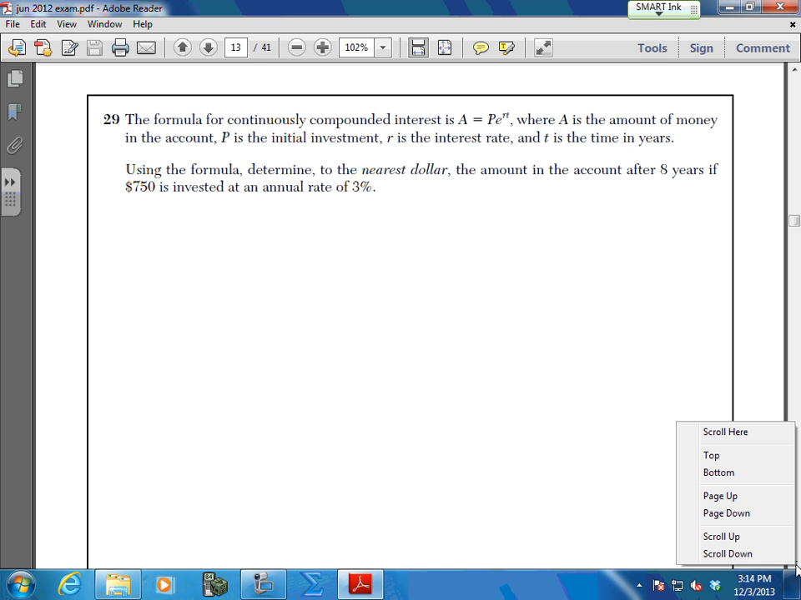This is a nice little PERT formula. Whenever you're compounding your interest continuously, you're using PERT. Read carefully. A is the amount that you accrue after you collected your interest. P is what you invest. R is your interest rate, and your rate has to be converted to a decimal. And T is your time in years.